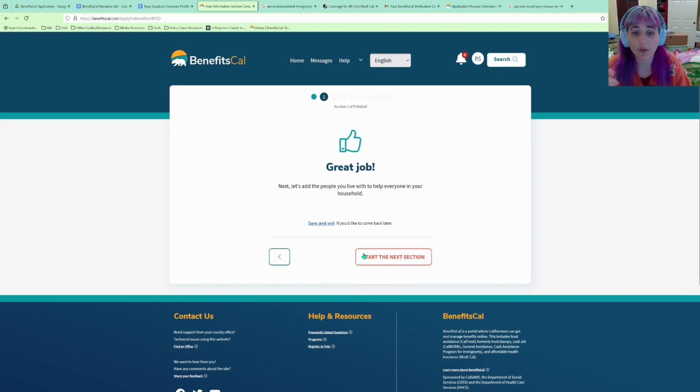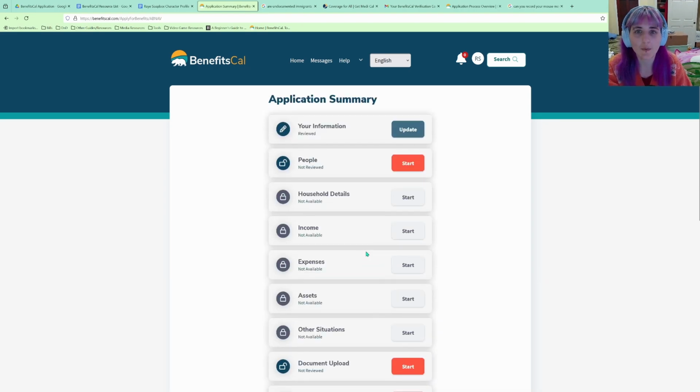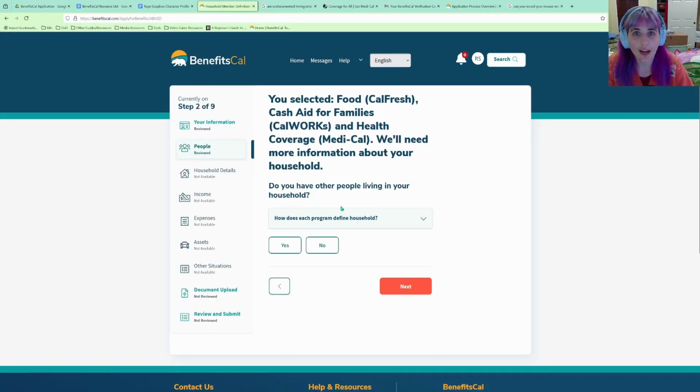Now at this next step, you can save and exit, which is a nice option if you're a little tired, or you can add people that you live with in your household, which we talked about in the chapter. To summarize, your household is generally people that you share income and or purchases with. Okay, start. So I'm not going to add any fictional people to my fictional household. So it is confirming what programs you're applying for. By the way, you can do this application and not click some of these. Let's say you just wanted to do the CalFresh application or just wanted to do the Medi-Cal and CalFresh application but not cash aid, you could do that in case that wasn't clear.